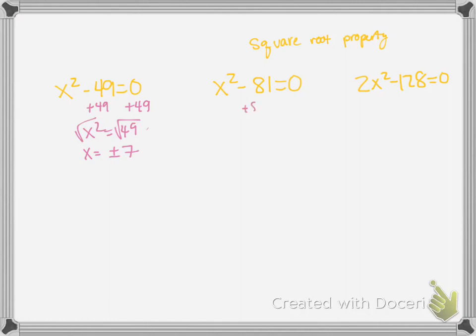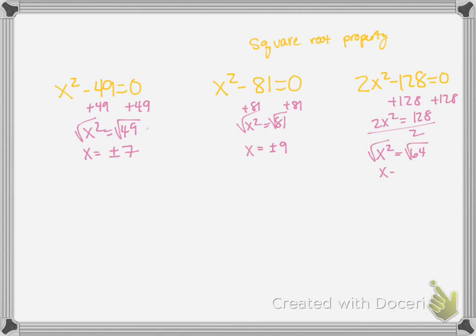So my next one, we're going to add 81. Opposite of squaring is square rooting. So I'm going to get plus or minus 9. My next one, we got to add 128. Get rid of the things not attached to it first. Then get rid of the thing that's attached to it. So x squared equals 64. Opposite of squaring is square rooting. So plus or minus 8.